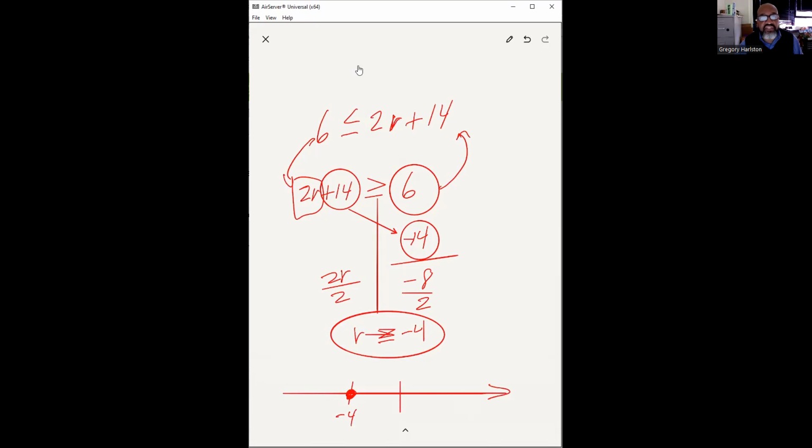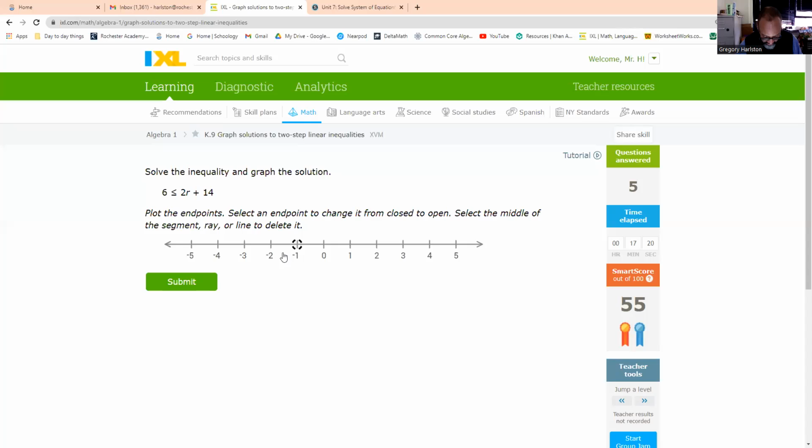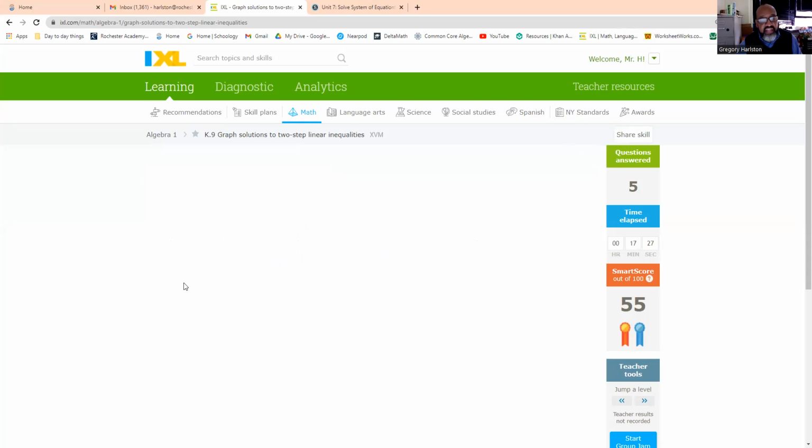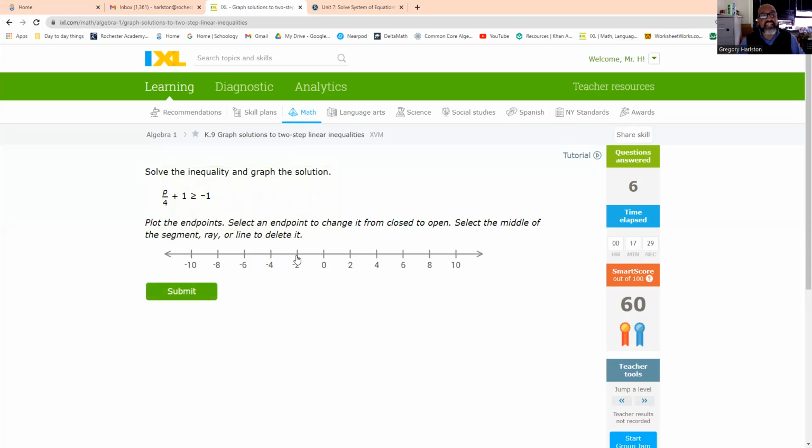So let's go back to IXL. And we're going to go to -4. Closed circle, and we just pull it to the right. And that's our answer. Brilliant. All right, we're done.